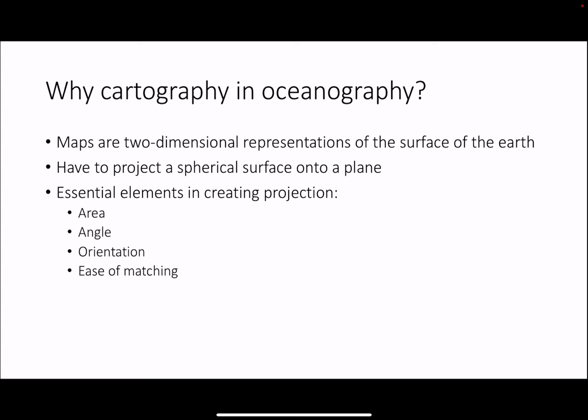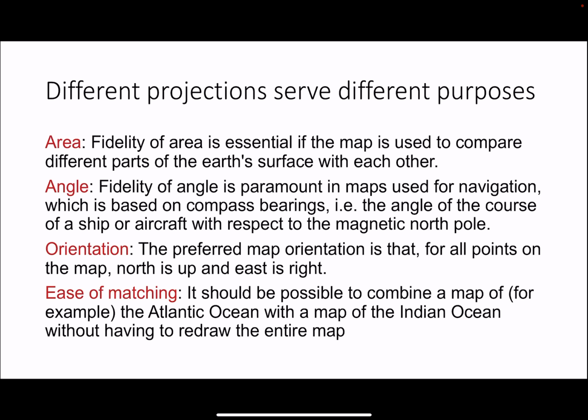And there's a couple of essential elements to think about when you're choosing a projection or when you're looking at a projection that's been chosen for presentation. And that's the area, the angle, the orientation, and the ease of matching. And so we're going to define each of these. So different projections of a map serve different purposes.